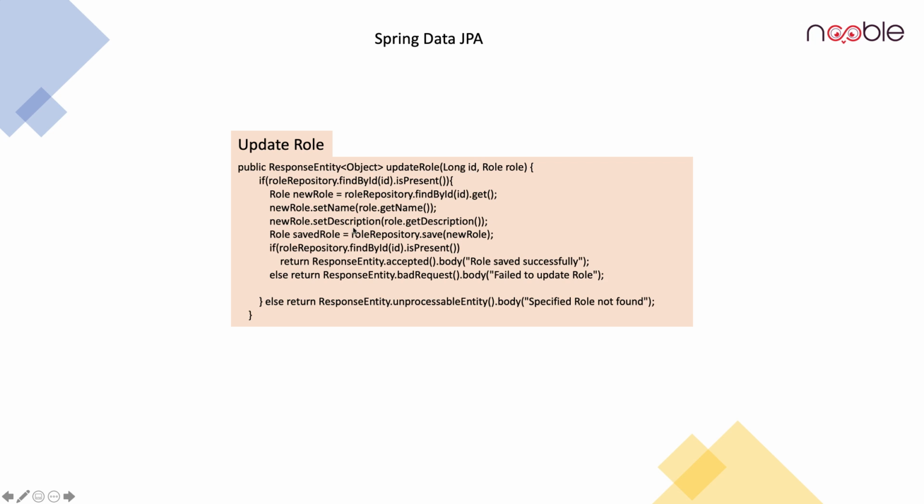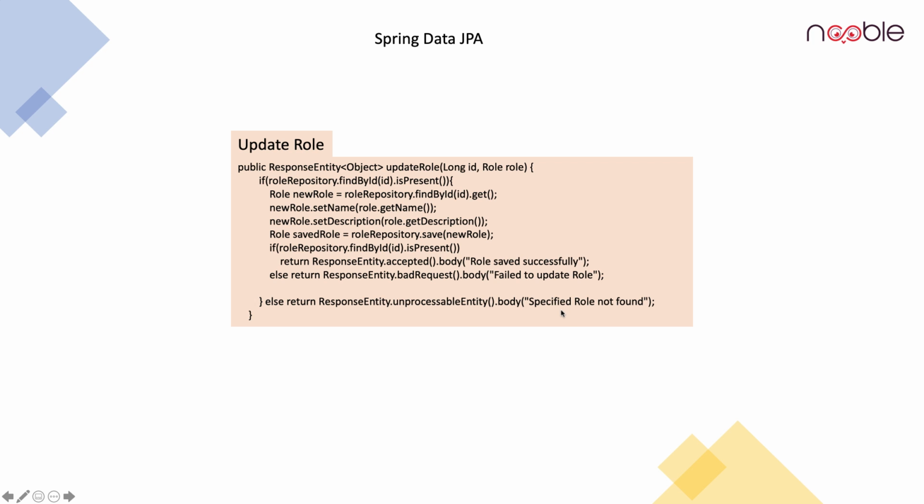And I'll be using the roleRepository.save to save the role, which will be assigned to saved role. The .save method returns a role, which I'm going to save to saved role. And then what I do is I cross-check if it is present. If it is present, I'm going to return role is saved successfully. Else, I'm going to return fail to update role. So we'll see all the three methods in our role service.